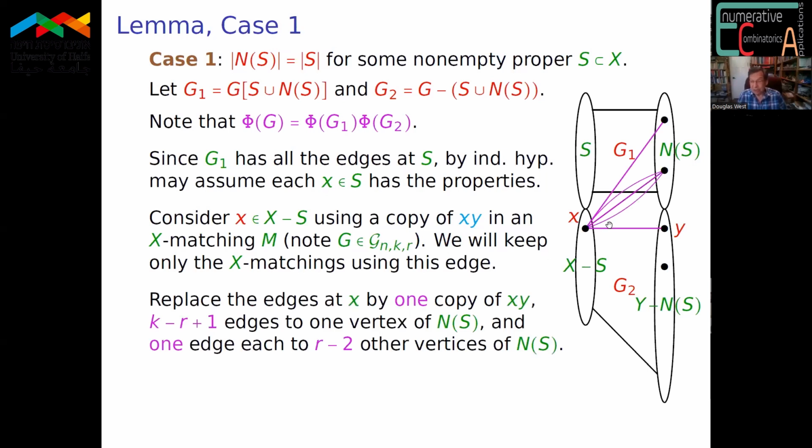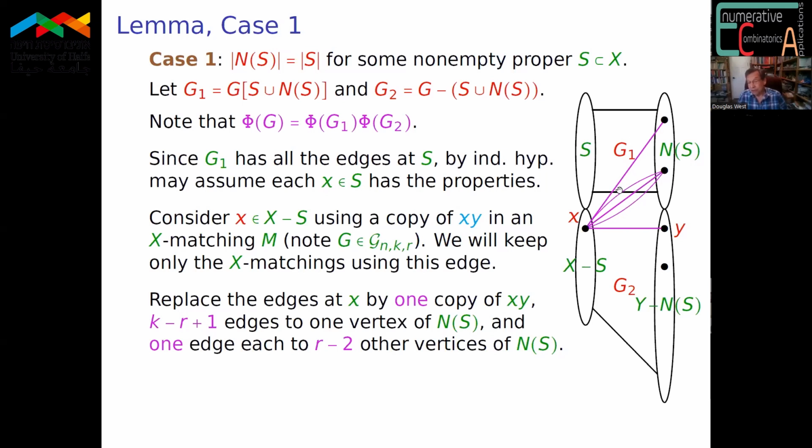So the idea is we take all the edges that were incident to X and we replace them, keeping the one copy of XY, by K minus R plus 1 edges to one vertex in the neighborhood of S, and one edge to each of R minus 2 other vertices in the neighborhood of S. So if we do this, then we'll get exactly what we wanted for X. It'll have exactly K incident edges, exactly R neighbors, all by single edges except for one vertex where we pile up K minus R plus 1 edges.